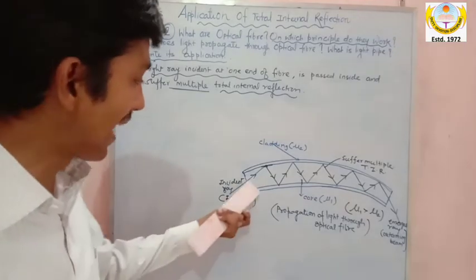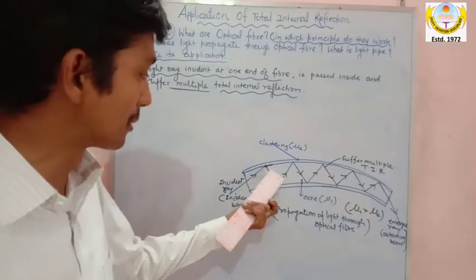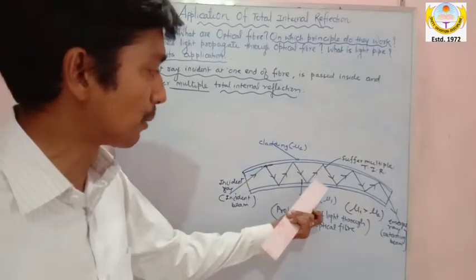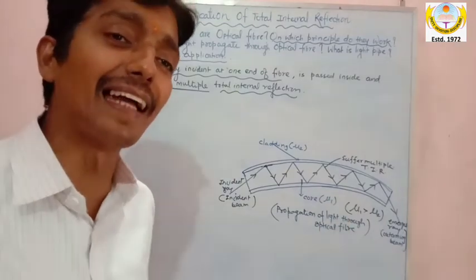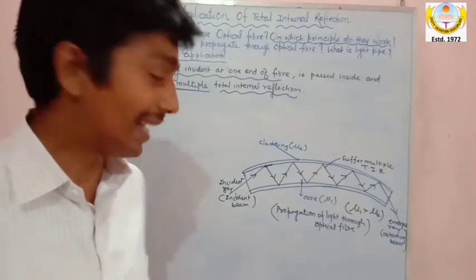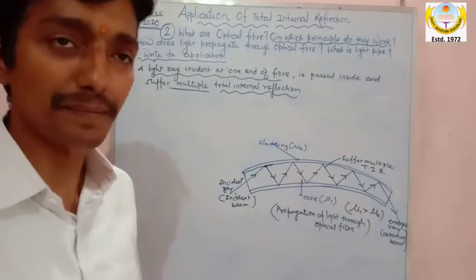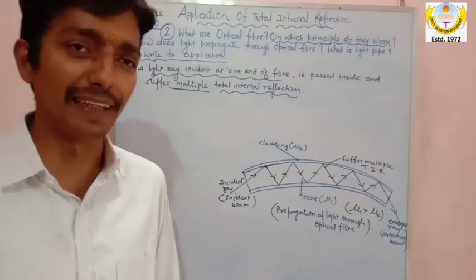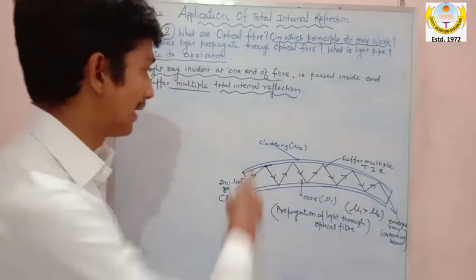So the incident angle which is made here, at this point, at this point, at this point, everywhere the incident angle is greater than the critical angle of fiber, and hence every time it suffers total internal reflection, because that is the condition for TIR, that the incident angle should be greater than the critical angle. So my dear, that's what I am asking.